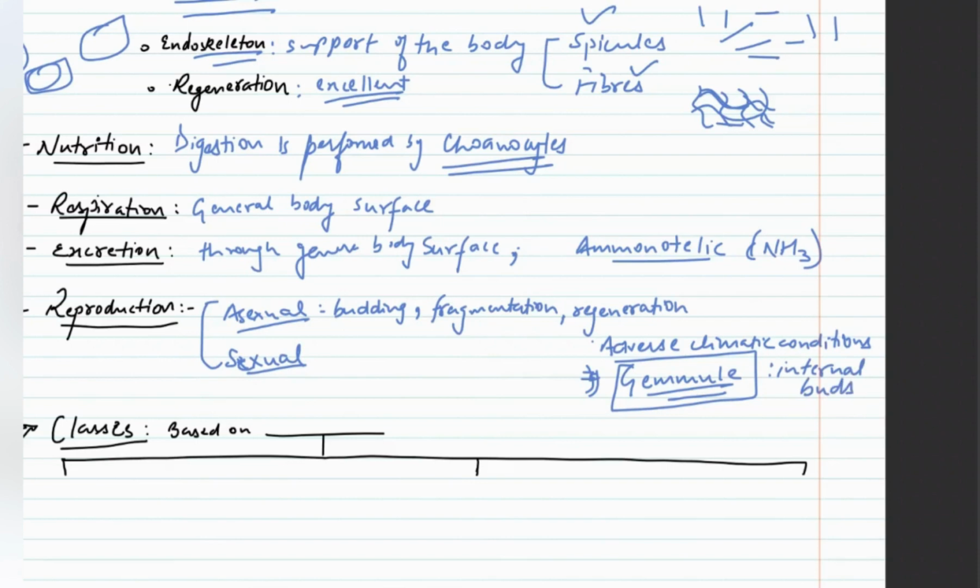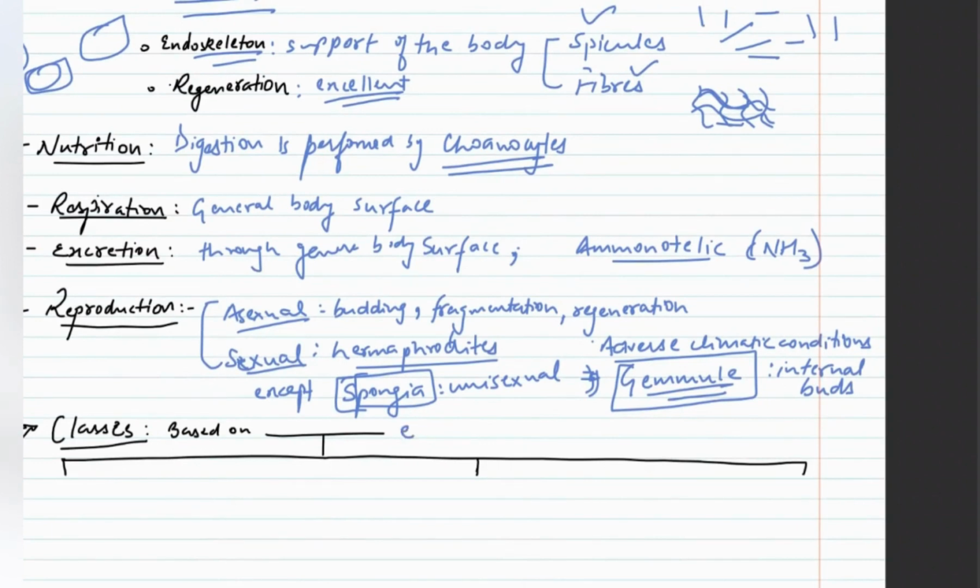Now, sexual reproduction. Sponges are mostly hermaphrodites. Hermaphrodites mean that they have both male and female reproductive parts in the same organism, except Spongia. Spongia is unisexual. All other sponges are mainly hermaphrodites except Spongia, which is unisexual.